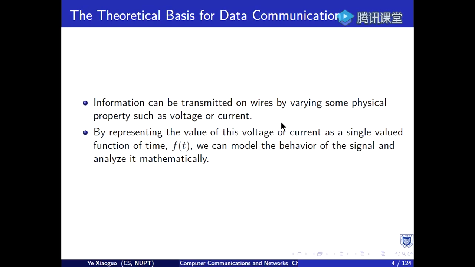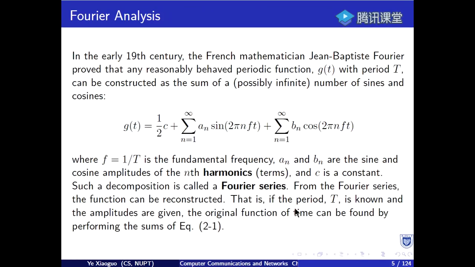Information can be transmitted on wires by varying some physical property such as voltage or current. By representing the value of this voltage or current as a single-valued function of time, f(t), we can model the behavior of the signal and analyze it mathematically. This is the theoretical basis of data communication. We will not introduce this theory in detail.